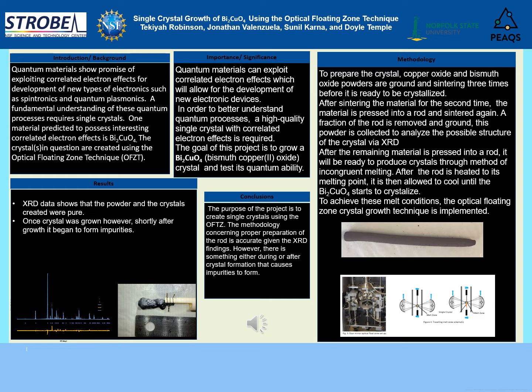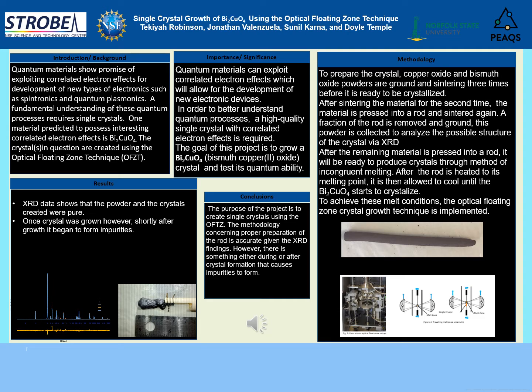The ceramic rod is composed of copper oxide and bismuth oxide powders in a 1:1 molar ratio. These oxides are mixed and ground into a fine powder and sintered in an oven or furnace for 72 hours at 700 degrees Celsius. This process is done twice before pressing the powders into a rod via hydraulic press, and the rod is then sintered a third time.